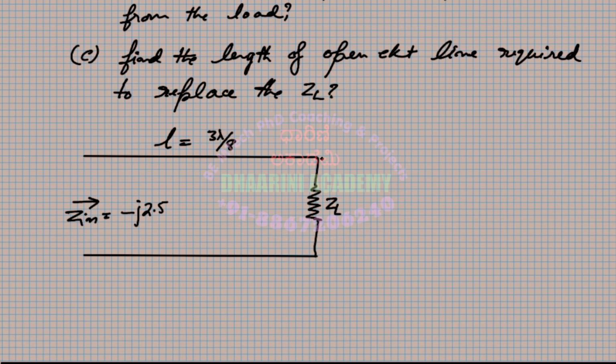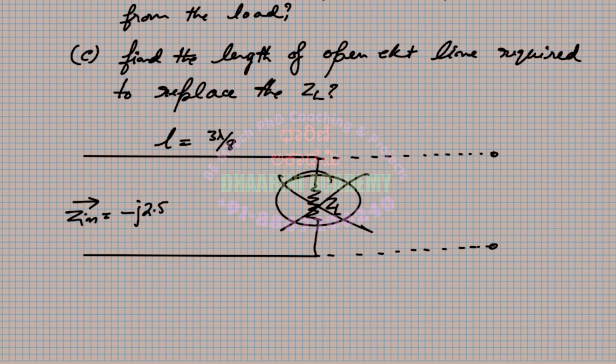Now, the last part of the question is that you have to extend this with an open circuit line, right? Such a way that the length of the open circuited line compensates this ZL. In the sense, when you make this open circuit, you can remove this ZL. So what is the length of the open circuited line is the question. Okay, so let us bring the Smith chart, and let me try to solve it.